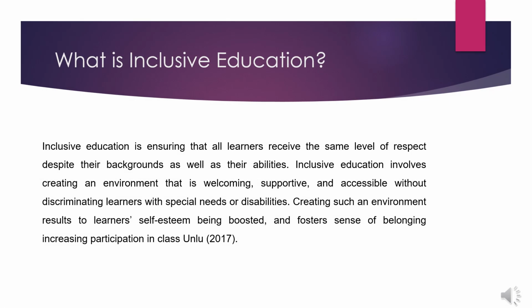Now, the first question that we need to ask ourselves is, what is inclusive education? According to UNESCO, inclusive education is ensuring that all learners receive the same level of respect despite their backgrounds as well as their abilities. Inclusive education involves creating an environment that is welcoming, supportive, and accessible without discriminating against learners with special needs or disabilities. Creating such an environment results in learners' self-esteem being boosted, fosters a sense of belonging, and also increases the level of participation in class.